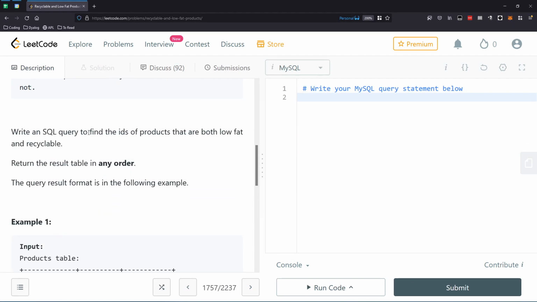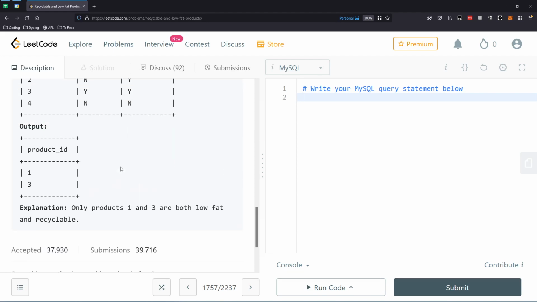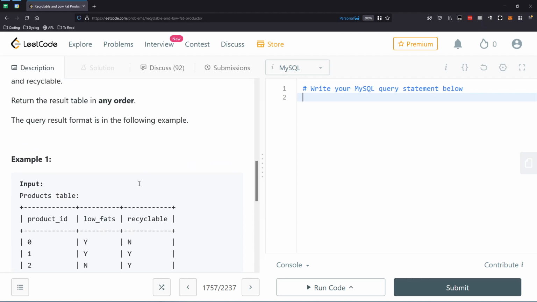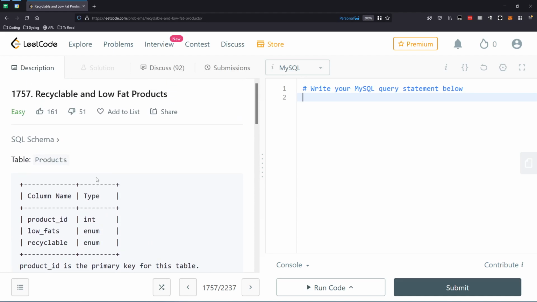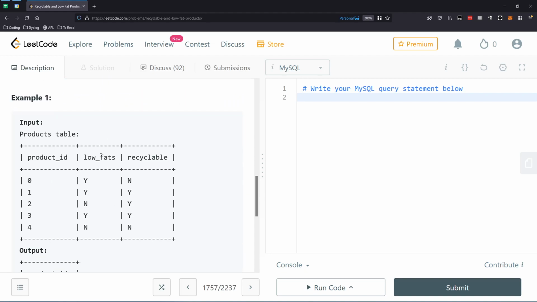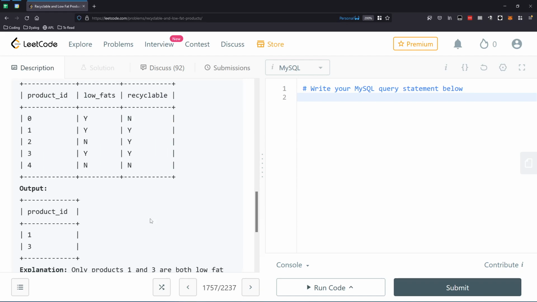Right, let's go back. Or maybe... Actually, yeah, let's solve this with APL. Right, so what we're going to get is a table with this information, with the product IDs, whether or not a product is low fat, and whether or not a product is recyclable. And then we're going to write some APL code to determine which products are both low fat and recyclable, right? Yeah, exactly. Okay, so let's do the following.